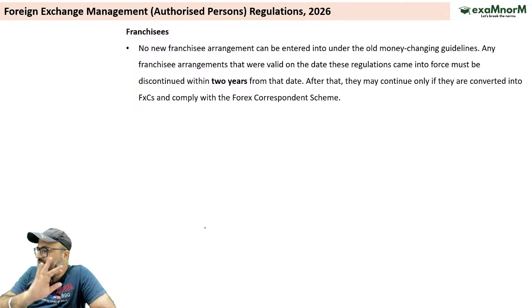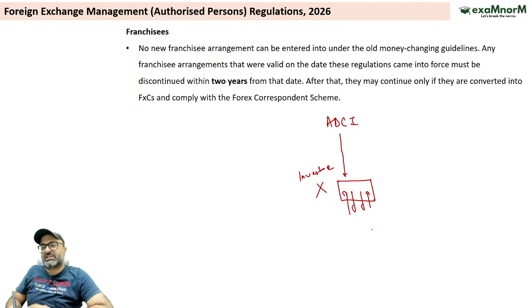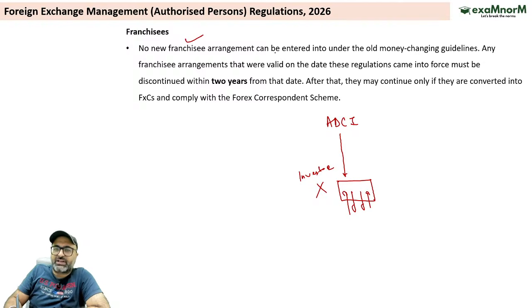Last but not the least is the franchise model. फ्रेंचाइज मॉडल का मतलब, ऑथोराइज़्ड डीलर कैटेगरी 1 बैंक है, उसने क्या किया, अपनी एक फ्रेंचाइज़ दे दी. फ्रेंचाइज़ का मतलब क्या होता है कि सर, there is some other investor and that investor is involved in your core operations by your name. तो पहले ये फ्रेंचाइज़ मॉडल allowed था, but now no new franchise arrangement can be entered into under the old money changing guidelines.